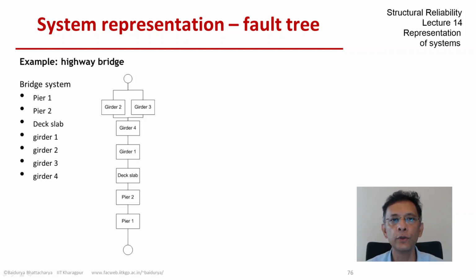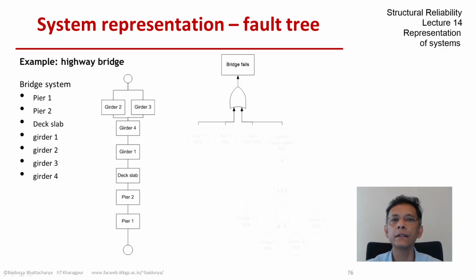Let's go back to a few familiar problems and solve them again in terms of fault trees. So the first one we take up is the bridge example. You remember that it has two piers, one deck slab and four girders, and we discussed the system logic, and we came up with a block diagram that looks like what you have on your screen. So we need to create the fault tree.